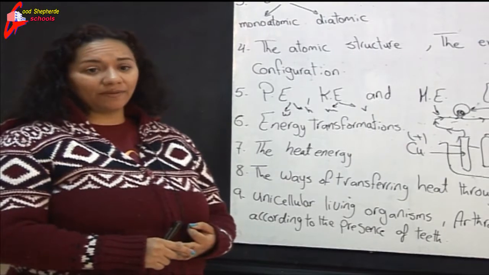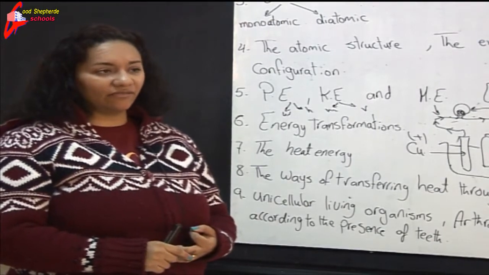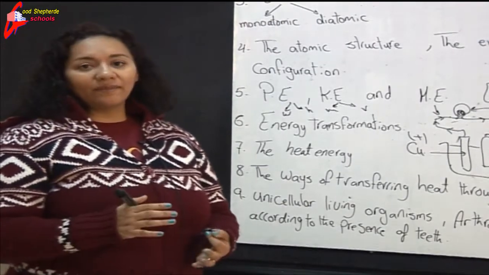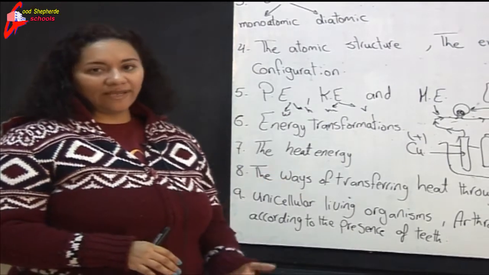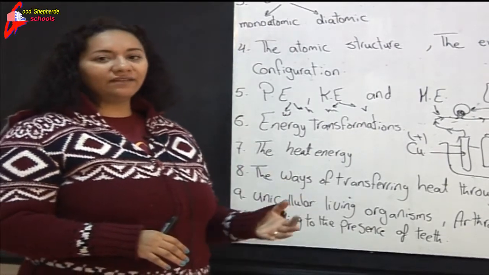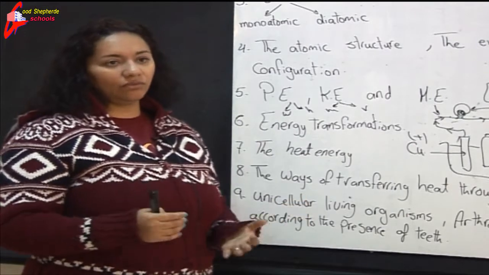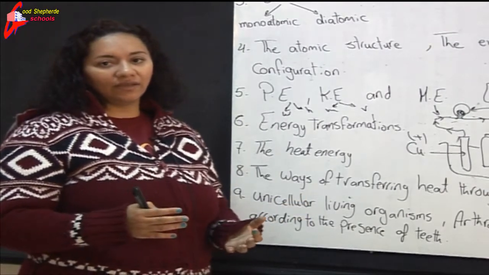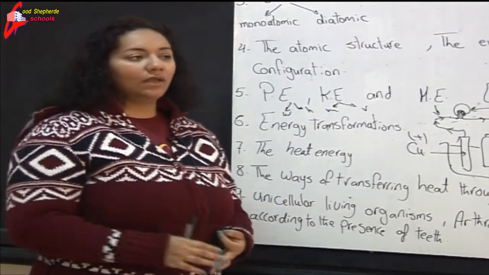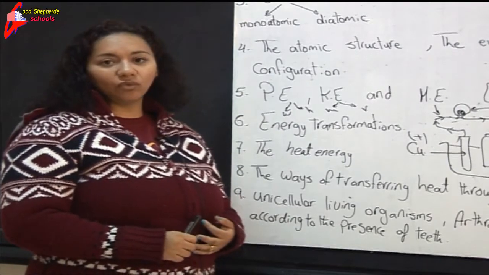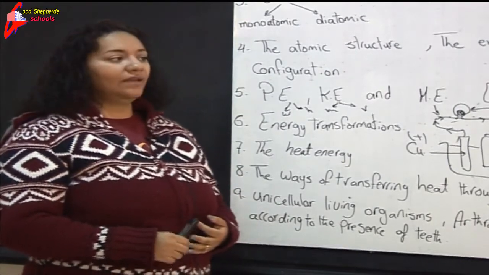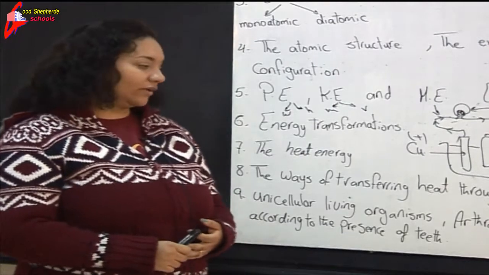Also the environment where they live. Some of them live in water and some of them live on land. Those which live on land, like elephant, donkey, monkey, cow, and those which live in water, like fish, dolphin, whale, and these types of living organisms.